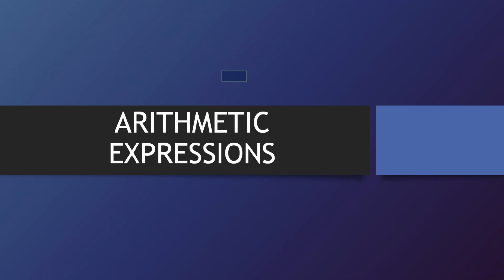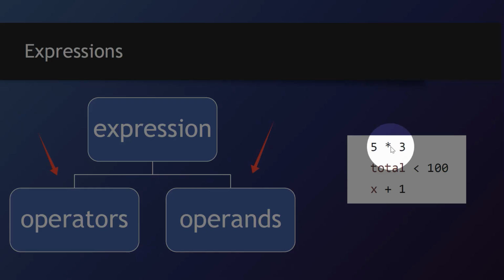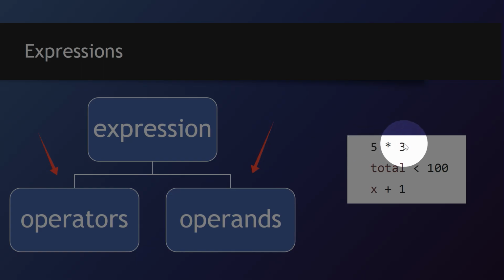This is an overview of some of the key ideas about expressions in Java. An expression is a combination of operators and operands. You can think of it like a formula that can be evaluated to give you some value. In these examples, the operators are multiplication, less than, and addition. The operands are both numerical values and variables.